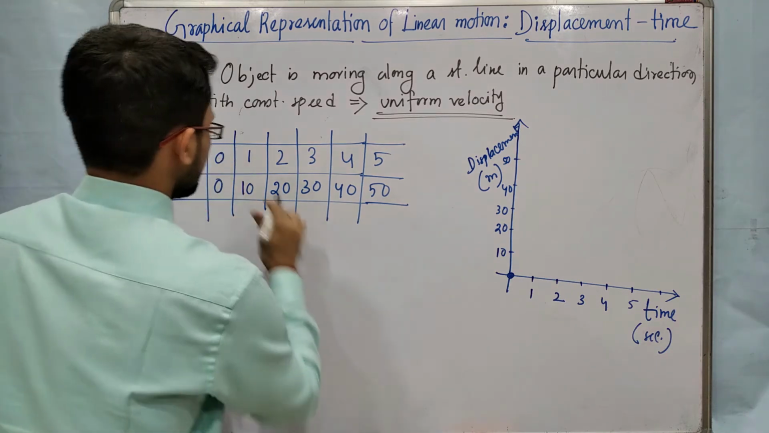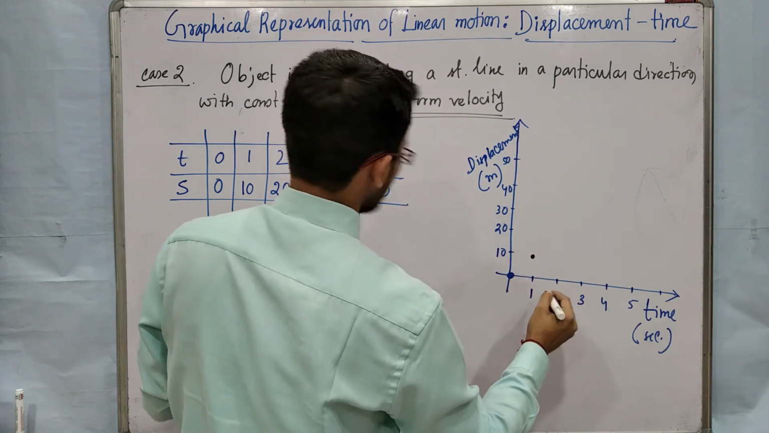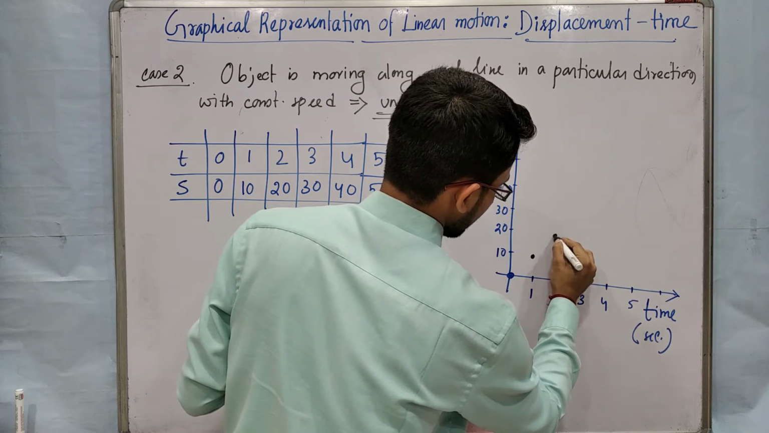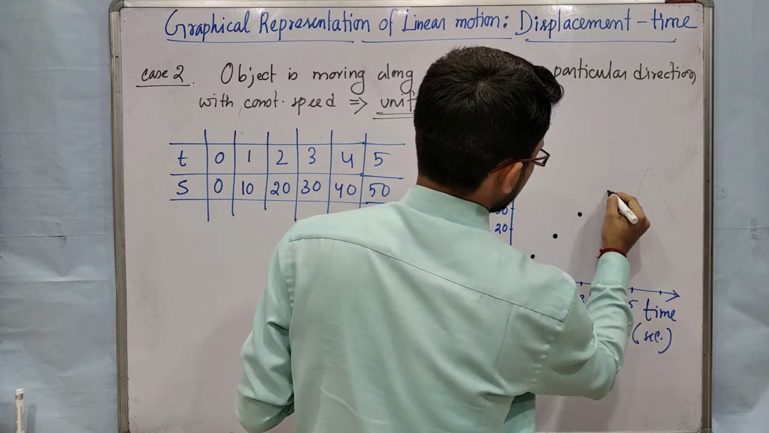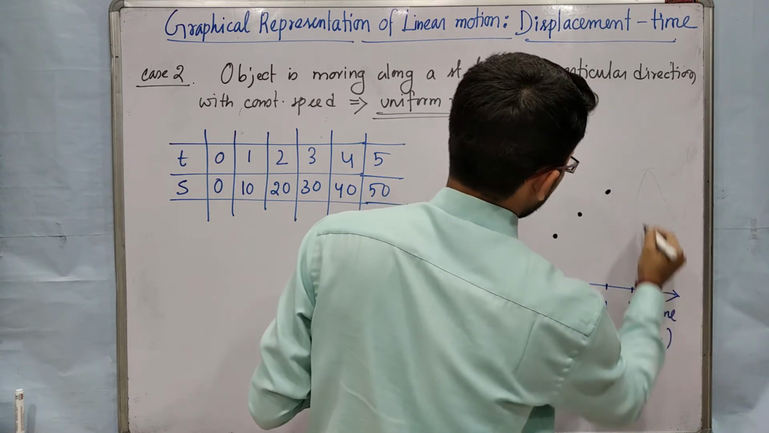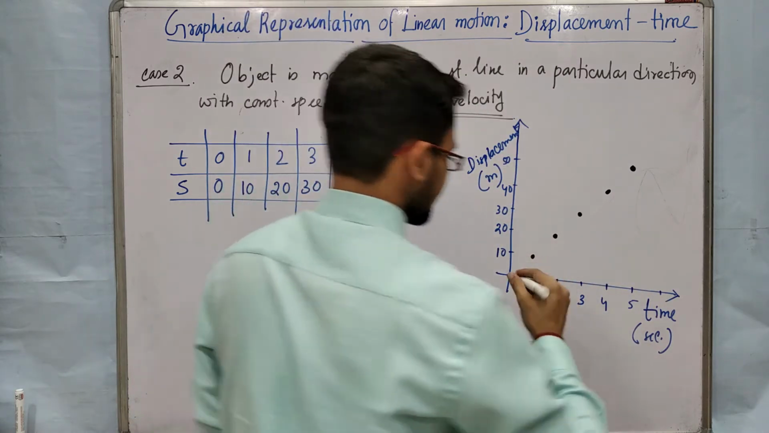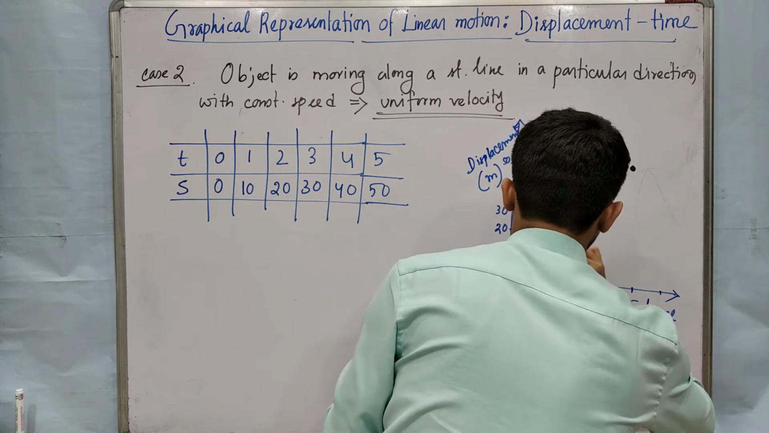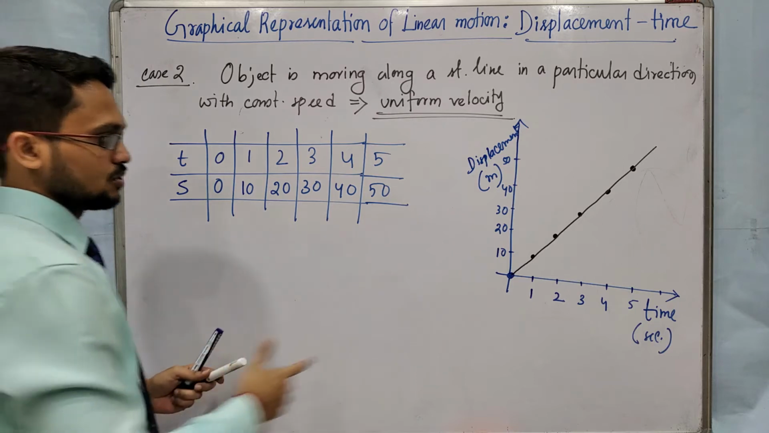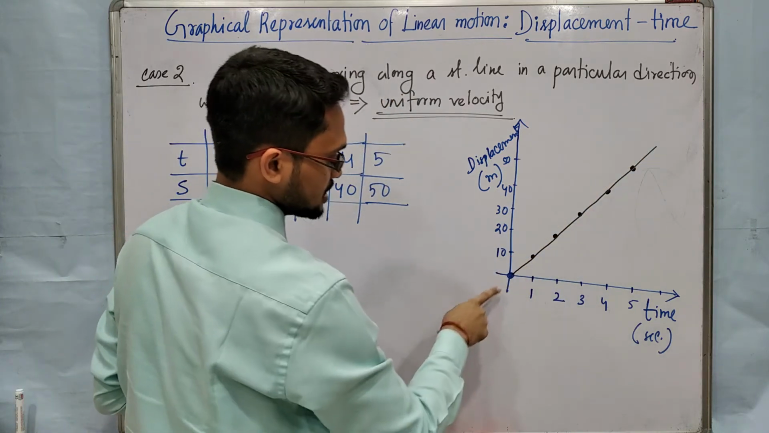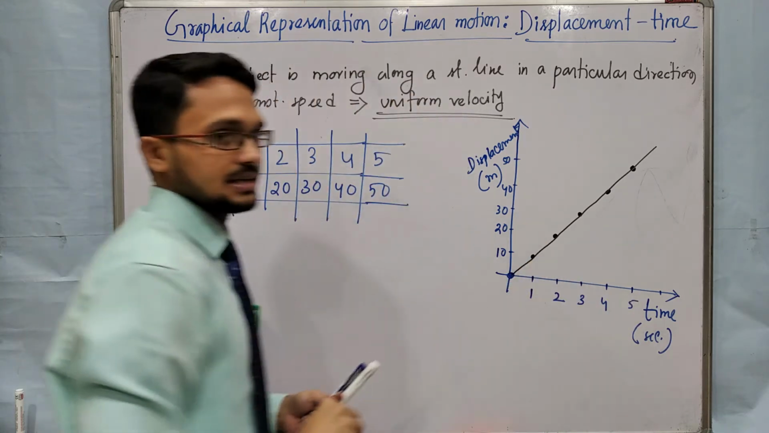0, 0, it is origin. Now 1, 10. At 1 it is 10. So this is 1 point. 2, 20. This is another point. 3, 30. This is another point. 4, 40. This will be another point. 5, 50. This will be another point. Now if you join them, the graph will be a straight line. Okay, like this. If you join these points, the graph will be straight line, which is passing through the origin and which is inclined to this time axis.